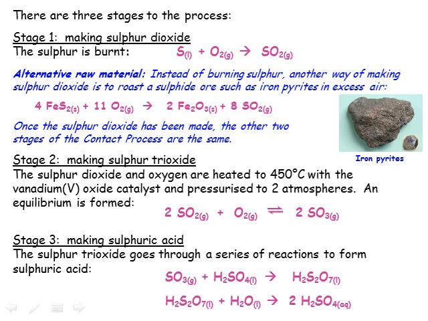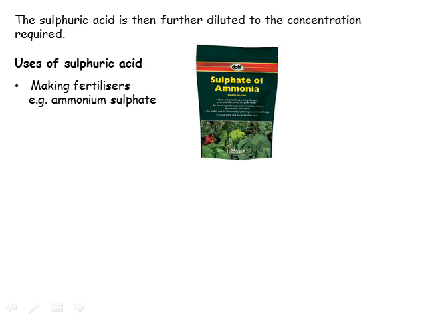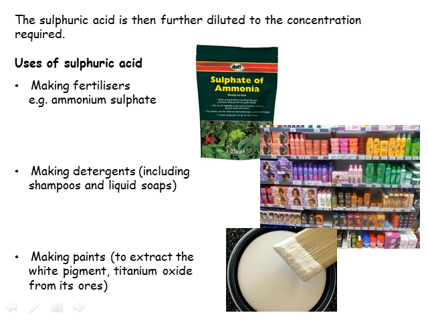Finally, we convert the sulphur trioxide into sulphuric acid. This is done by dissolving the sulphur trioxide in concentrated sulphuric acid that has already been made to form a liquid called oleum. The oleum can then be reacted with water to convert it into more sulphuric acid and can be diluted until the sulphuric acid solution is of the required concentration for sale. Like ammonia, sulphuric acid is made in large quantities industrially, as it is an important raw material for making fertilisers, detergents and soaps, and pigments for paints.